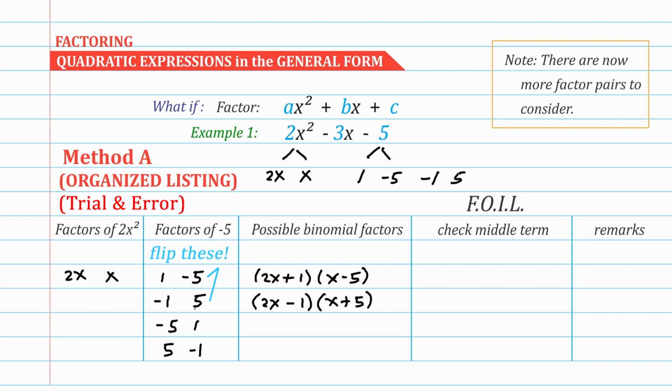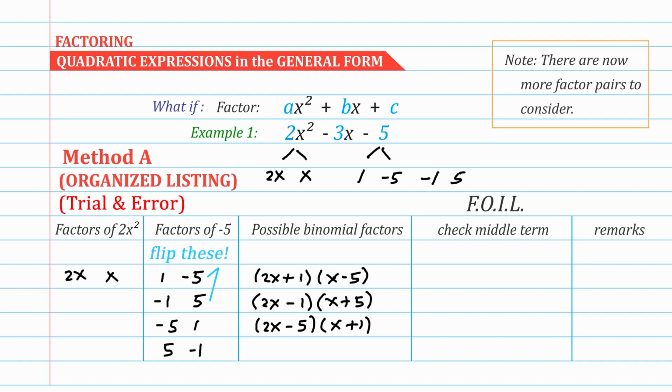Talaga bang pareho sila? Let's try and see kung pareho talaga sila. Partner 2x with minus 5: 2x minus 5. Partner x with 1: x plus 1. As you can see, this now is different from this one.